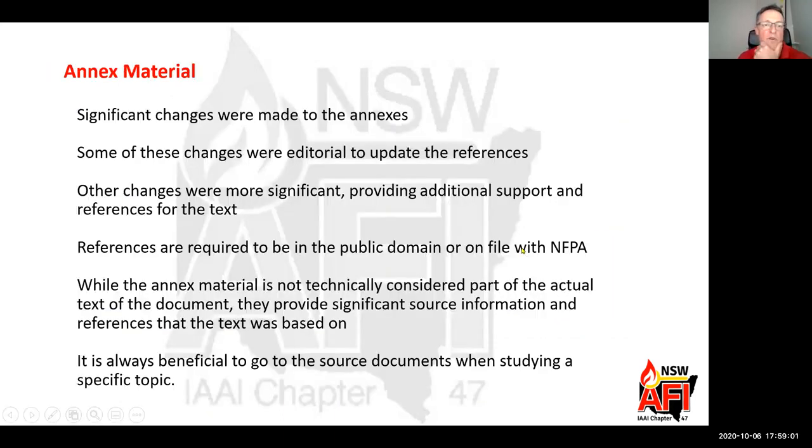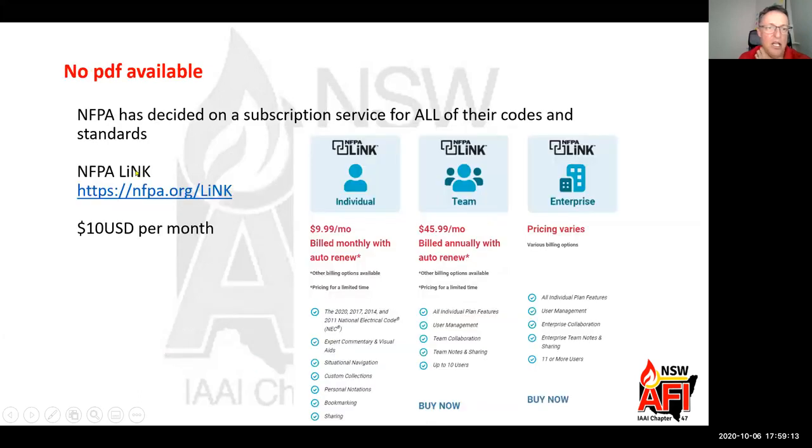Okay, so from 28, so Annex, there were a few changes to the Annex, obviously, and yes, it's always beneficial to go to the source documents when studying a specific topic. PDF has been another big issue, and apparently the committee wasn't aware that PDF was not available. So what have they done? NFPA have decided in their wisdom to not provide PDFs. They still provide a hardcover of the standard, but they won't be providing an electronic version.